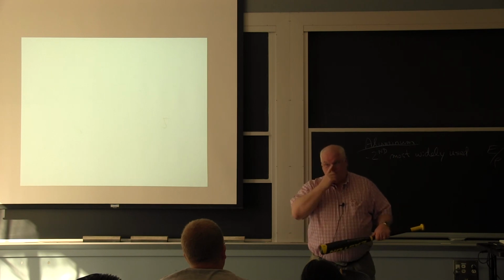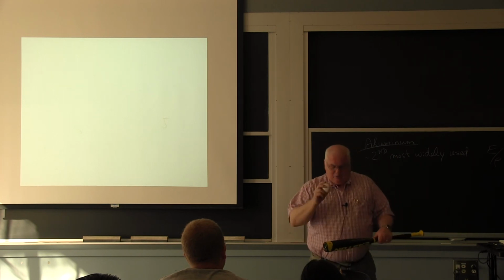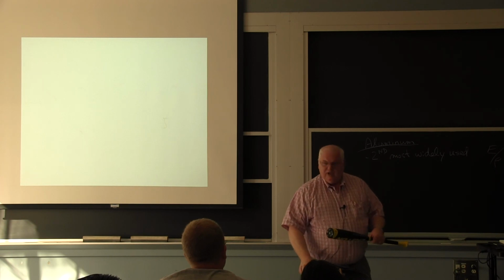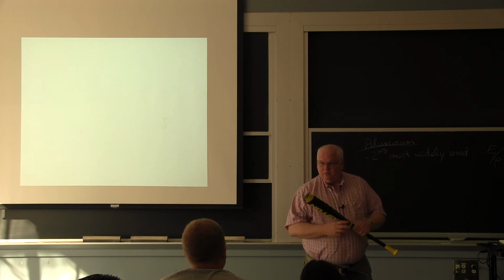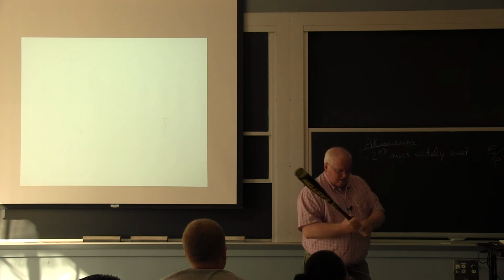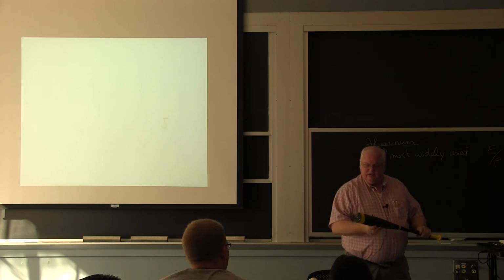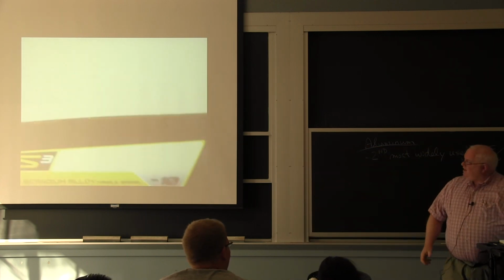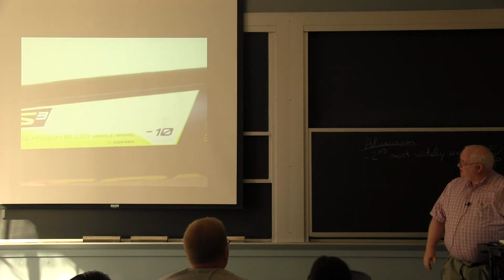Well, it has 100 KSI strength. And when you hit it with the ball, it will go farther than with a wooden bat. It's lighter than a wooden bat. It has to weigh a certain amount. This is a -10 bat. See the -10?